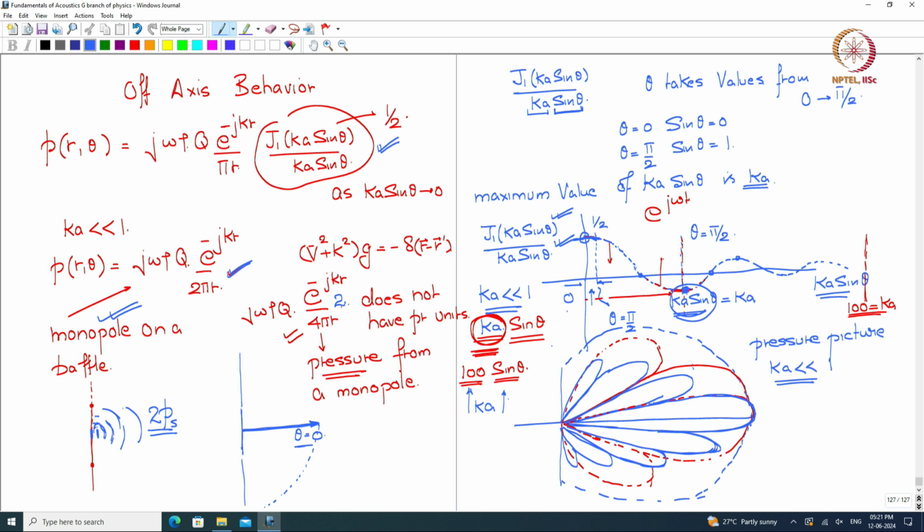Now, why does this behavior happen? We have discussed what happens on axis. So now we are discussing why it happens in the theta direction, why this lobe pattern happens in the theta direction. So now let's see why that happens.